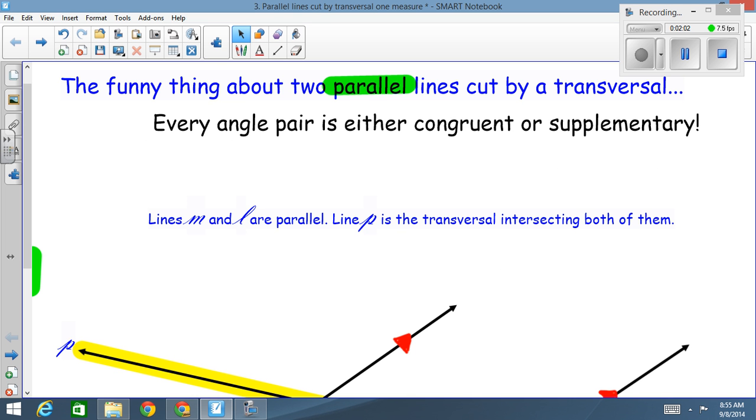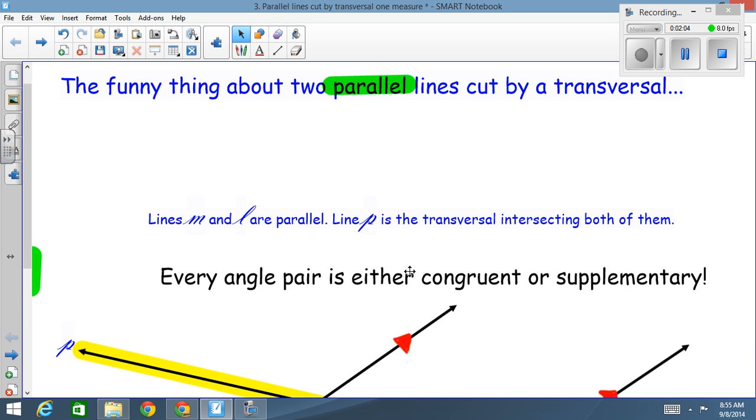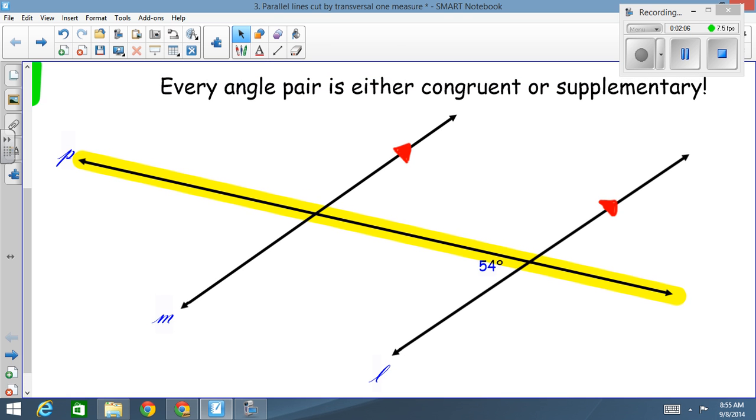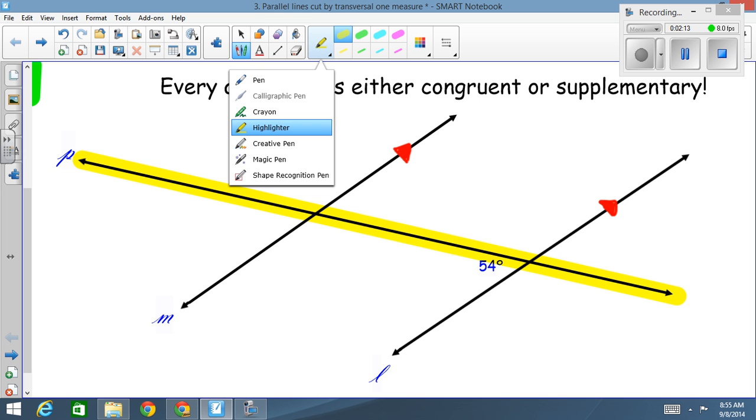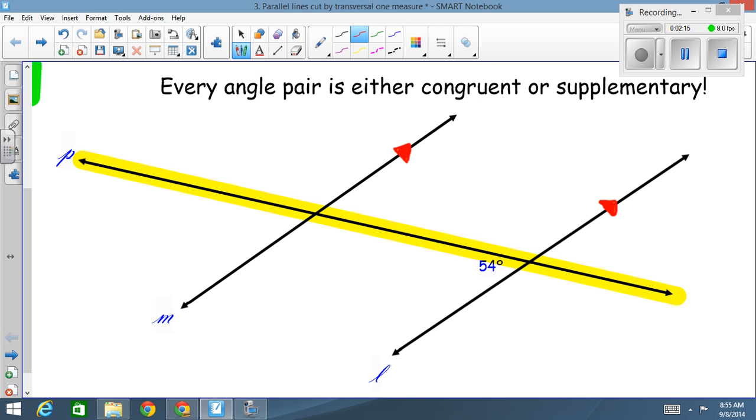You can write that up under here, or put it right above the picture so that it reminds you. It's up to you. Here's the reason why every angle pair is either congruent or supplementary. If you think of the idea of a line having 180 degrees in it, I'm only given one angle out of the 8 down here on this picture, and it's this angle that's 54 degrees.